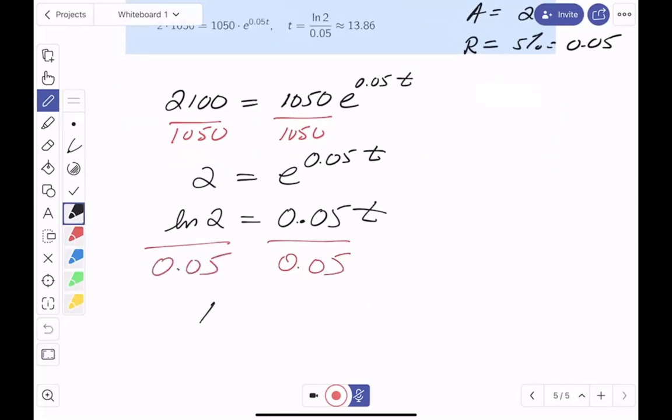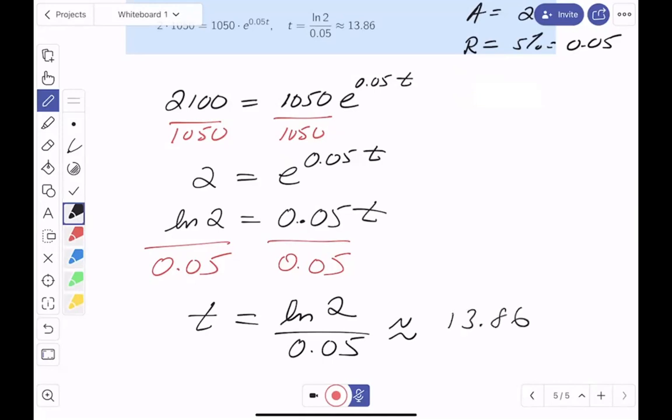So I know what T is. What's T? It's the natural log of 2 divided by 0.05. Here comes the tricky part. I don't know what that number is, and I would hate to tell someone that's what the number is. You need to use a calculator for that. If you did, the natural log of 2 divided by 0.05 would be roughly 13.86. So for the money to double at this rate, it would take roughly 14 years.